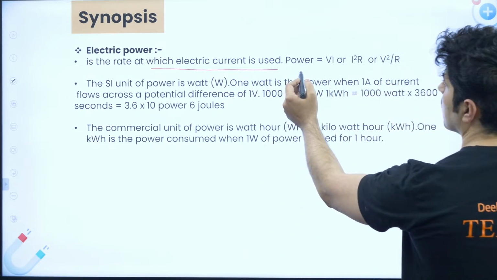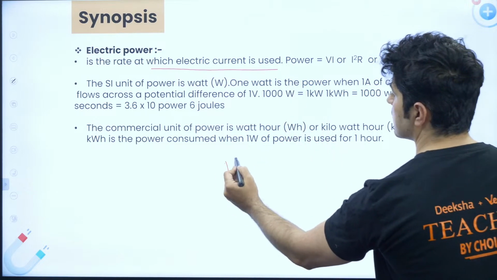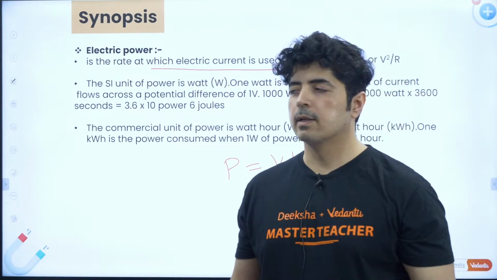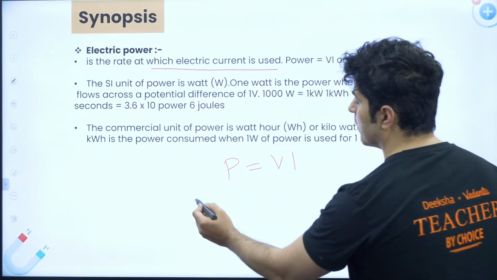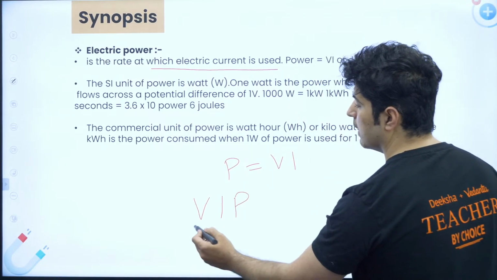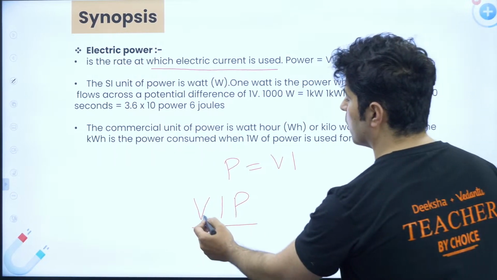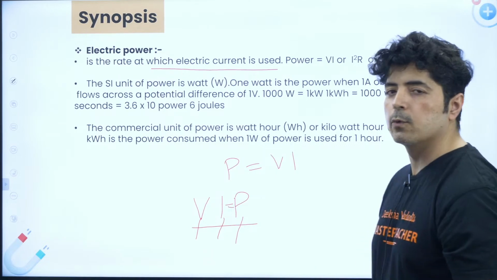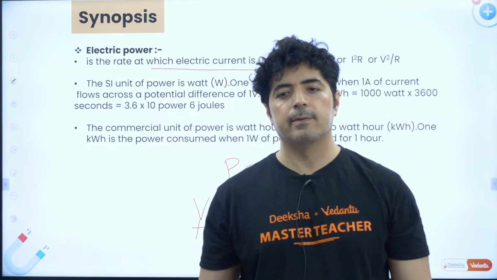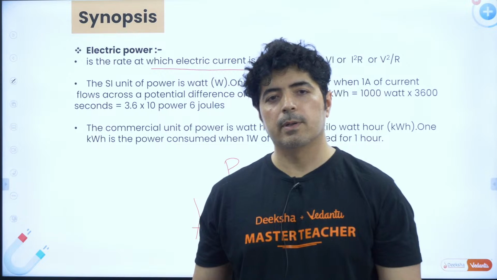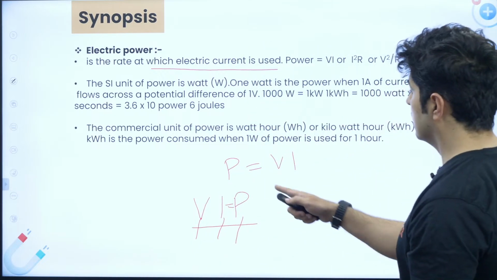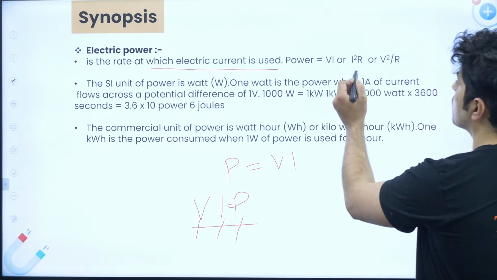The formula of electric power, that is power, is nothing but VI. How would you remember it? We call it VIP. V means voltage, I means current, P is power. Just put an equals sign in the middle and you will be able to remember VIP. So power is equal to V into I, voltage into current, or I square R.